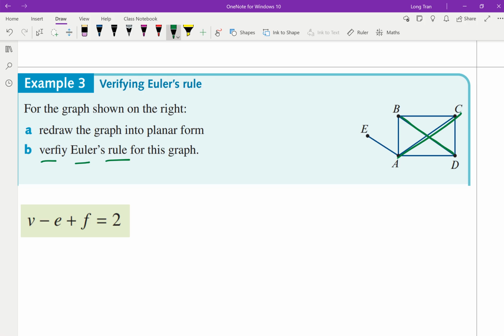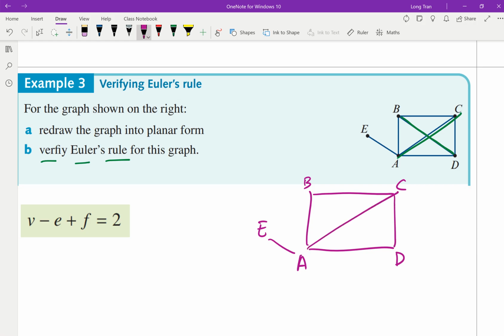If you were to draw this, you can draw it as E to A, and then A to D is okay, A to B is okay, B to C is okay, and maybe I'll still keep A to C, and that's still planar. There are no intersections, and then I'll just make sure I connect B to D. If I do that, how many faces do I have? Face 1, face 2, face 3, face 4. Then you can continue with your rules here.